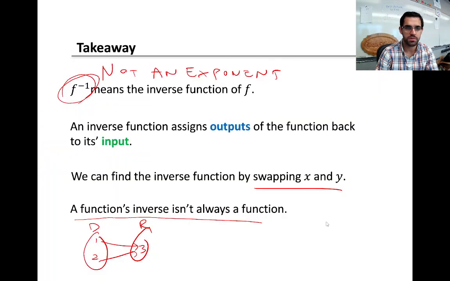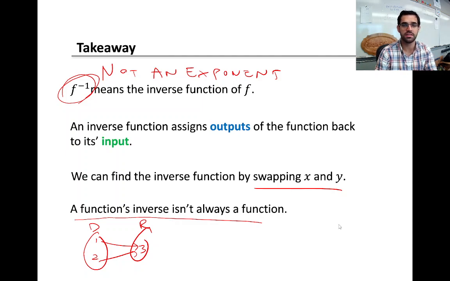All right, some takeaways from this lesson. We now know the notation for inverse functions. We understand an inverse function to take outputs and assign them back to the original inputs from which they came. And we know how to find an inverse function. Given an expression, you just swap the x's and y's and solve for the new y.